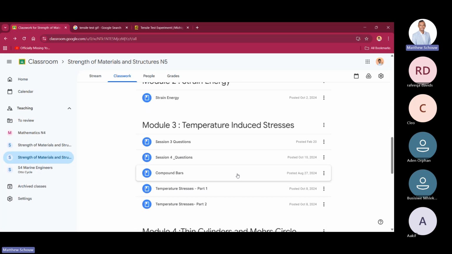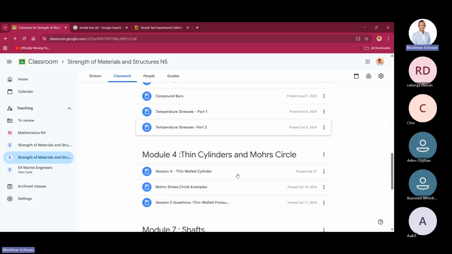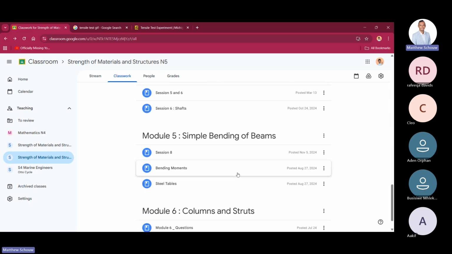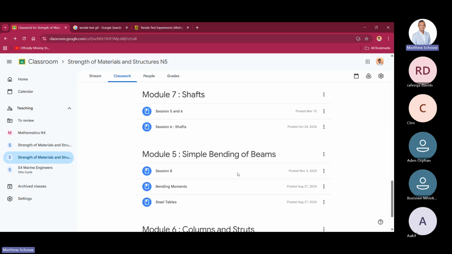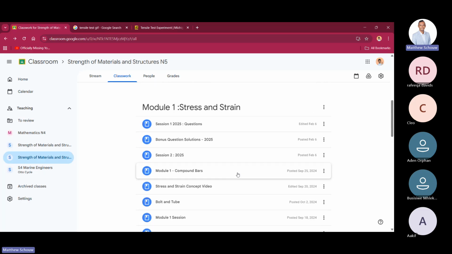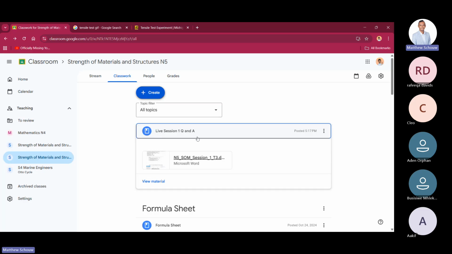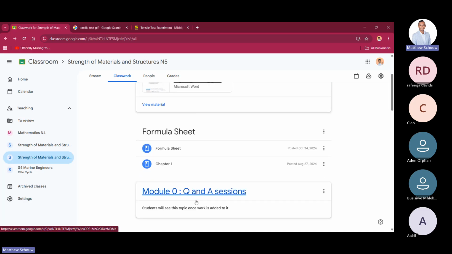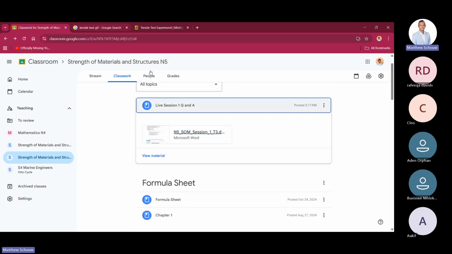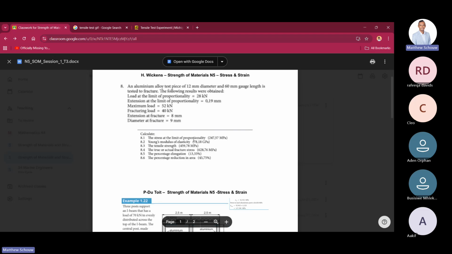So I thought I'd do it a lot differently this time around. We don't have so many sessions, but everything is here, and if you guys have questions, you can always just ask. I hope you can navigate this over here. The questions for today will be here. They will all be under module 0 moving forward. You just open it up, and these are the 4 questions.